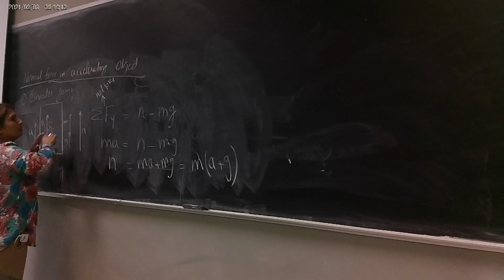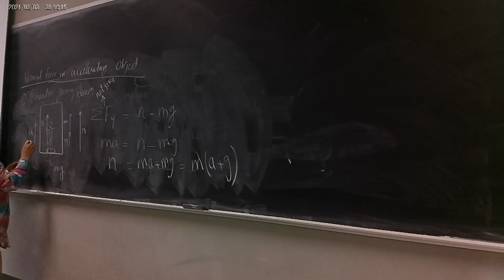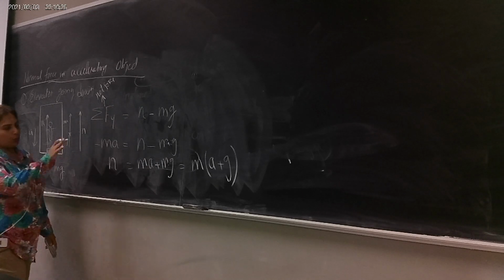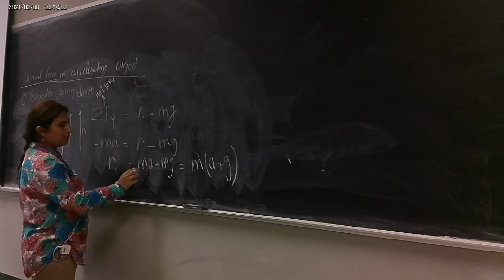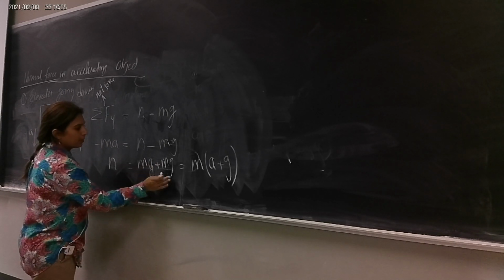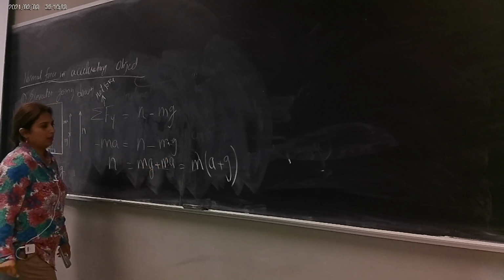Now, obviously, we did this, so we should do it when it's going down. Can you guess what should happen? It should decrease. Yeah, that would be our first guess. Mathematically, going down, you will have a negative acceleration here. You're going to have negative ma here. The rest remains the same. Everything else remains the same. You move things around, and this is going to end up as mg minus ma.